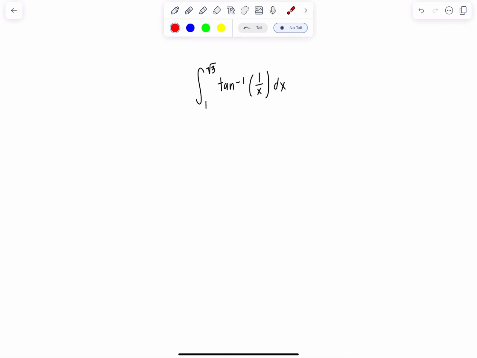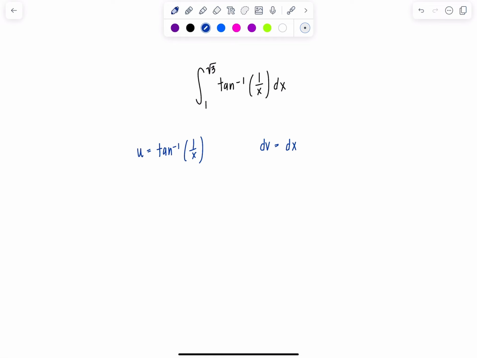Now, in this case, we have something a little more spicy going on because there's this 1 over x situation, but it's actually going to work out just fine, all right? So let's hop to it, see if what normally works in this case, and it will. Okay, so I'm going to let u be tan inverse of 1 over x, and then dv will be dx.